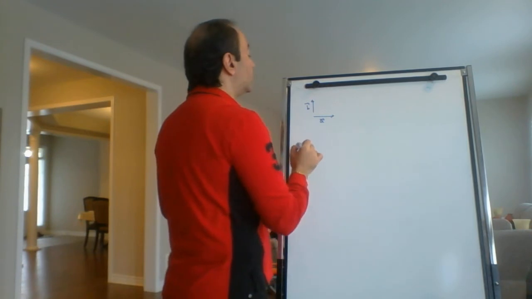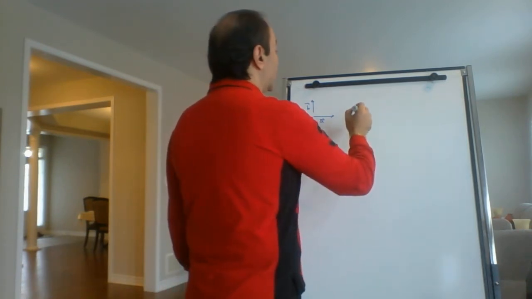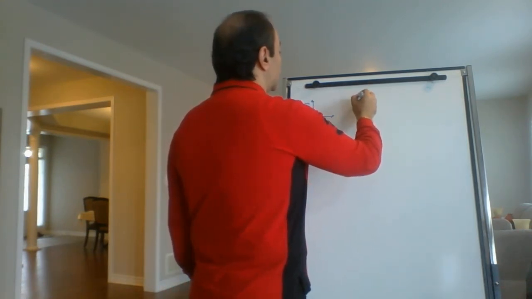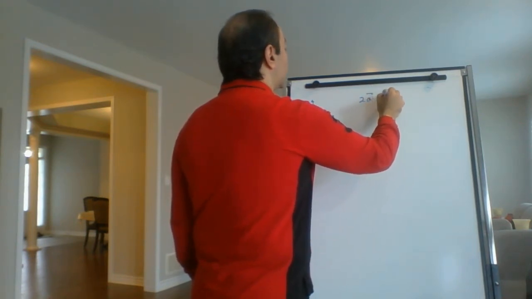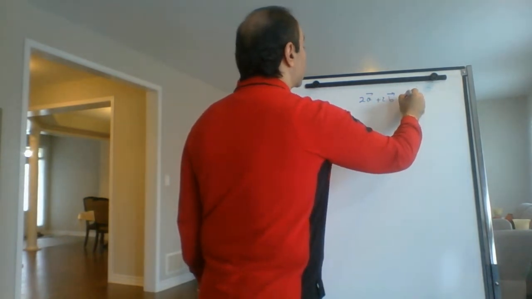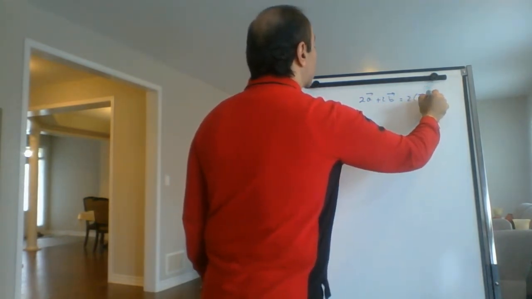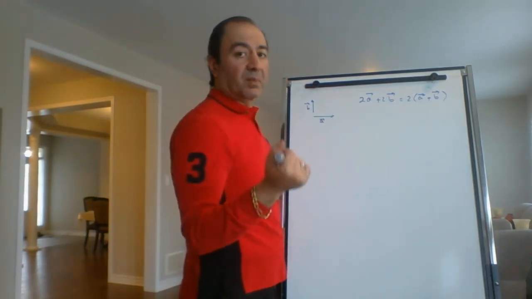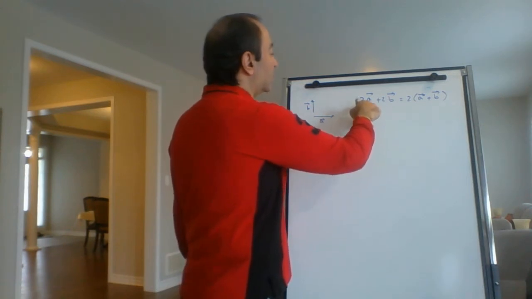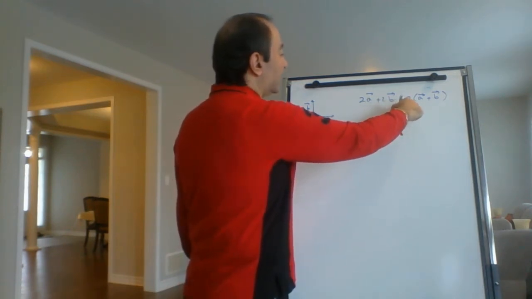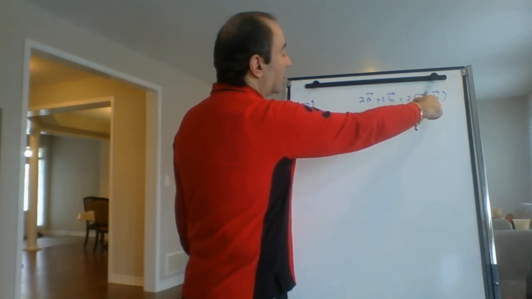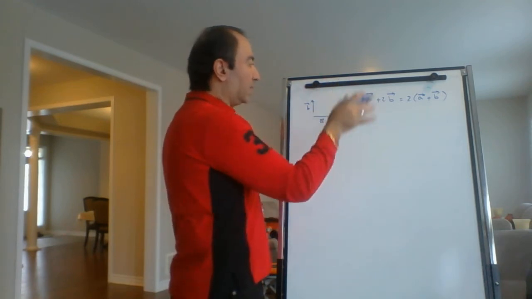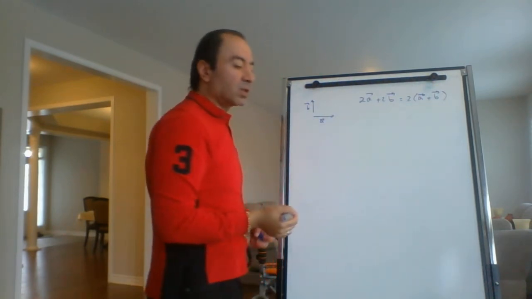And I asked you to prove that 2 vector A plus 2 vector B is the same thing as 2 times vector A plus vector B. Any of these I can give you, like for example in your assignment it will be proved that negative vector A minus vector B equals negative vector A plus B.